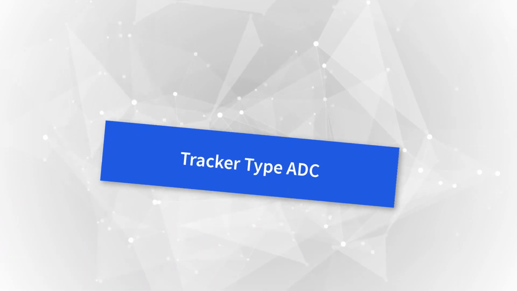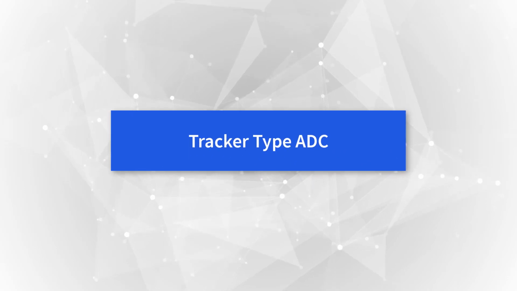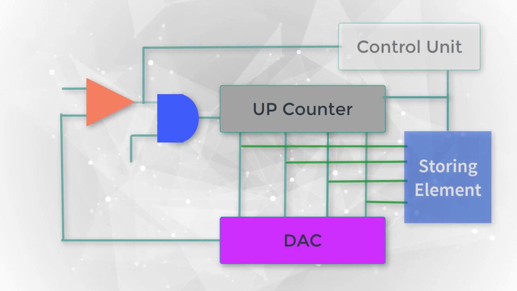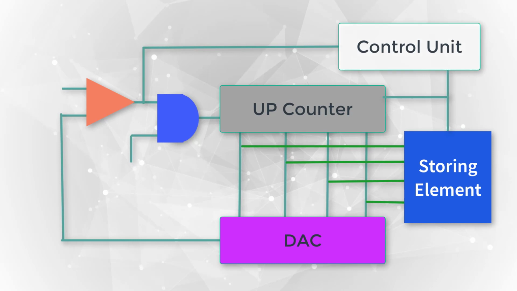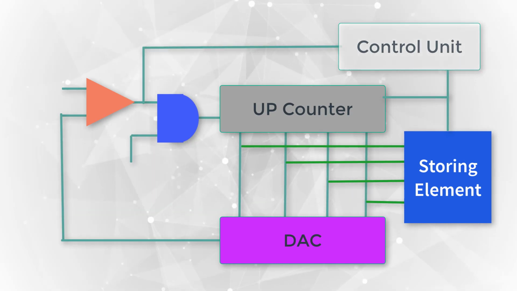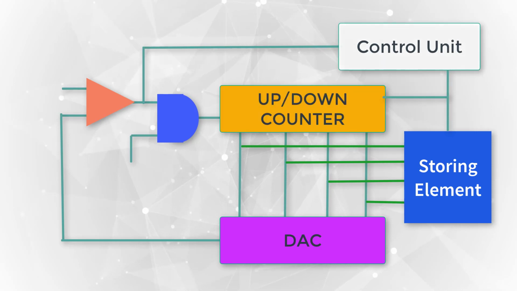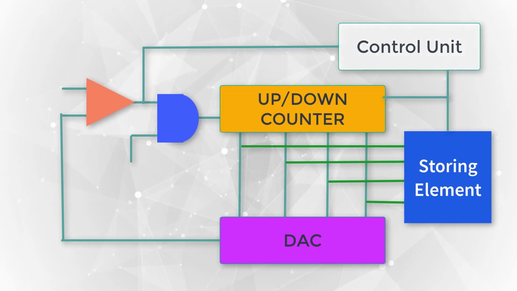So we switched to the tracker type ADC. The tracker type analog to digital converters have their initial working and construction the same as a simple counter type ADC, and a tracker type ADC can be easily derived from the block diagram of a simple counter type ADC with some amendments. We can start by changing the up counter to an up down counter, because it has to trace the wave, which can be increasing or decreasing. For that, we need to count up or down.